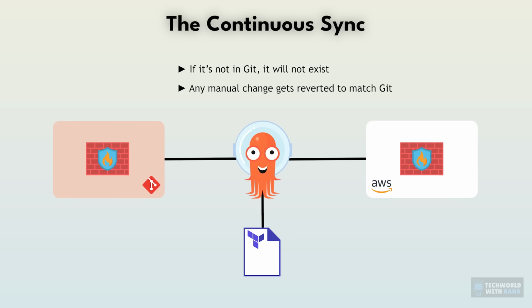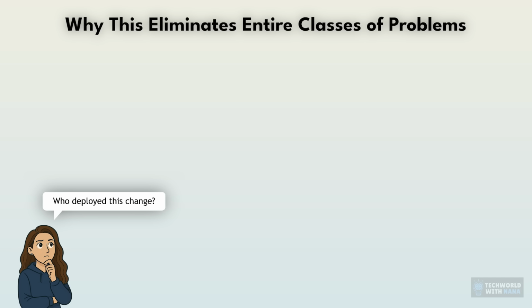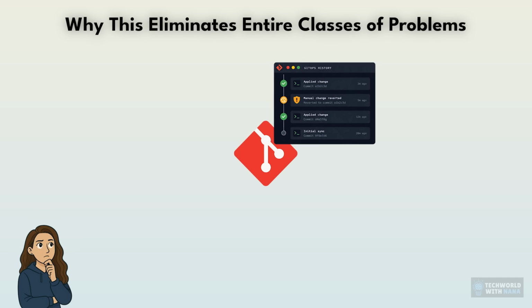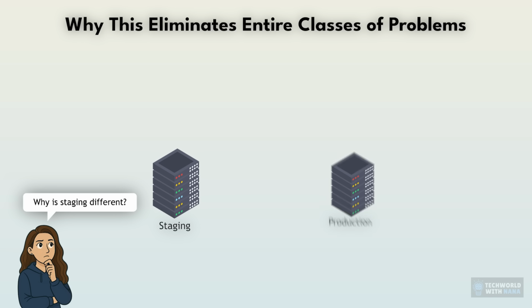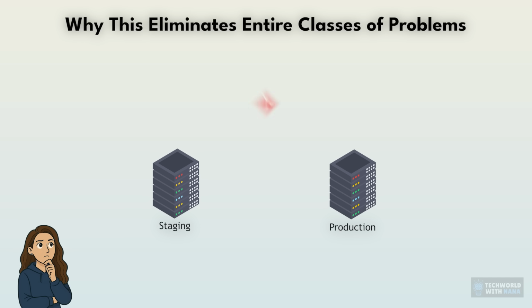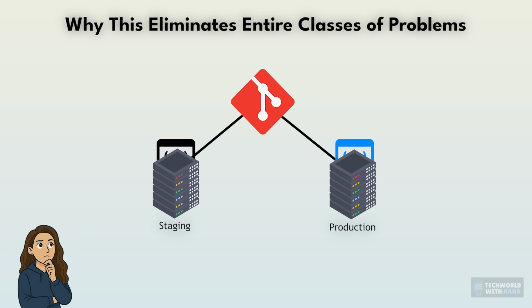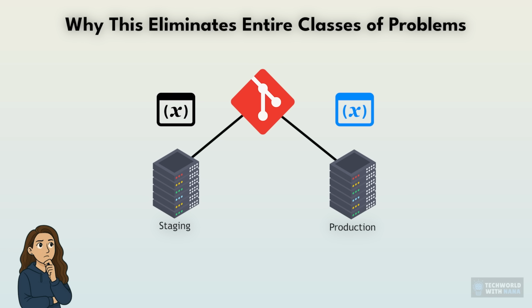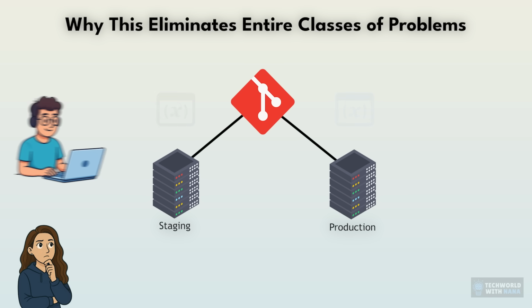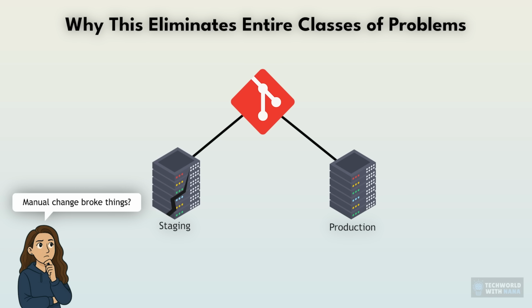So think about what problems now disappear with GitOps. If you want to ask who deployed this change, it's in Git. So you just check the commit history. Why is staging configured differently than production? Well, they're both deployed from the same Git repository with different variable files. So if they're different, the difference is visible in Git. Someone made a manual change and now things don't work. Can't happen because manual changes are automatically reverted.